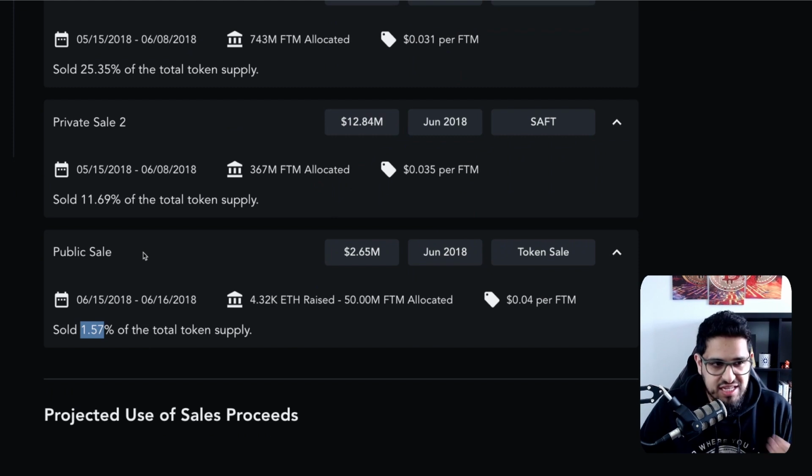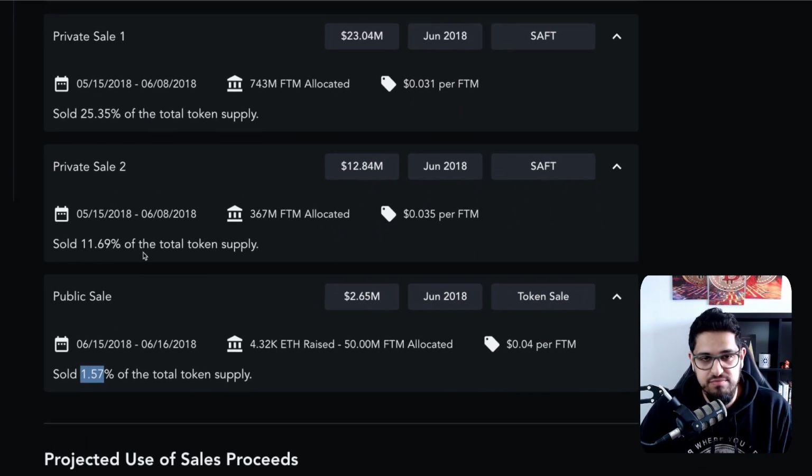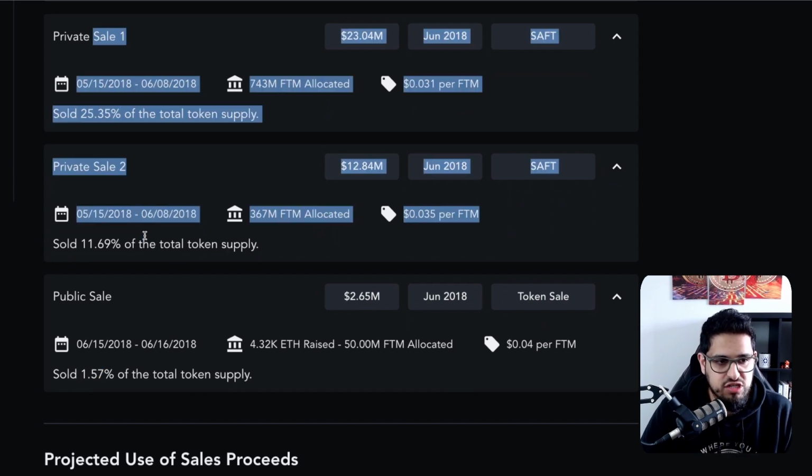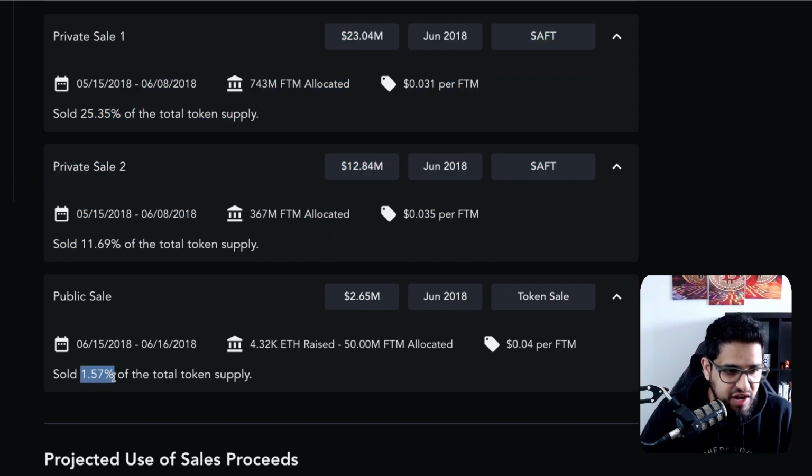1.57%. And this is where things get a little bit unfair, but this is not just Phantom. This is everything. This is all of crypto. This is how it works. You get an allocation. The majority of that 40% was never available to the public. It was just 1.57%. Really important that we understand that.